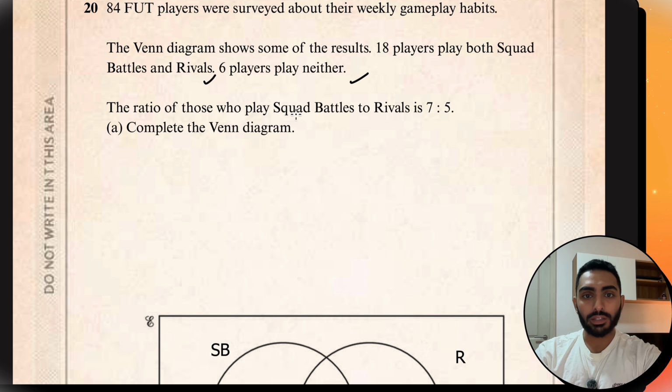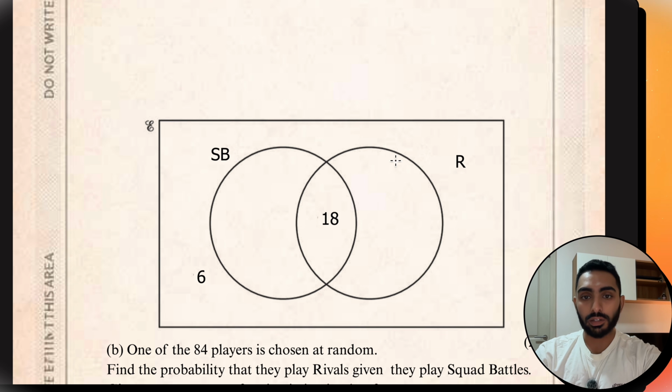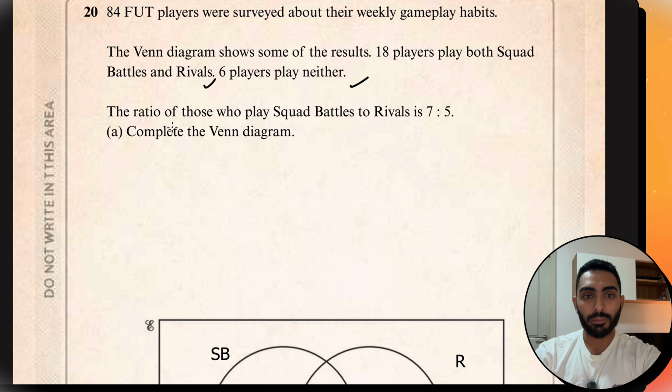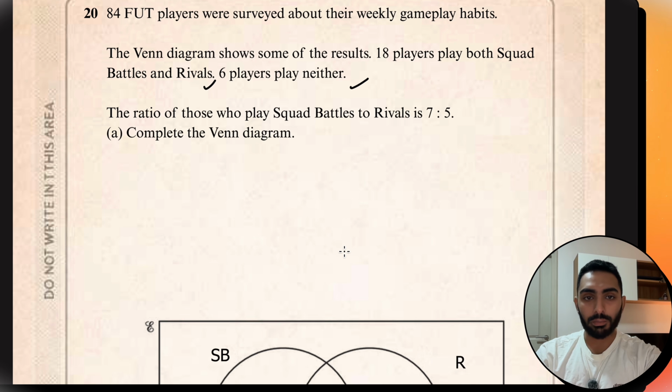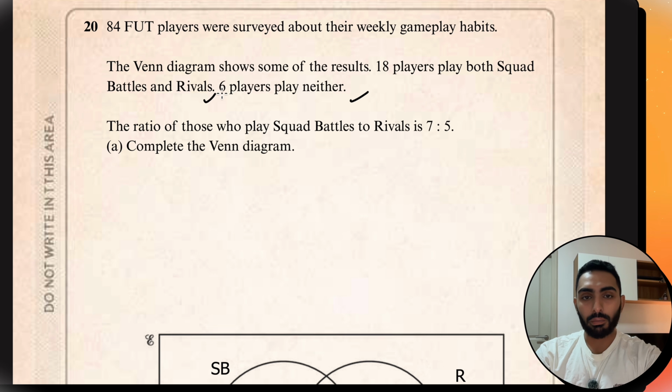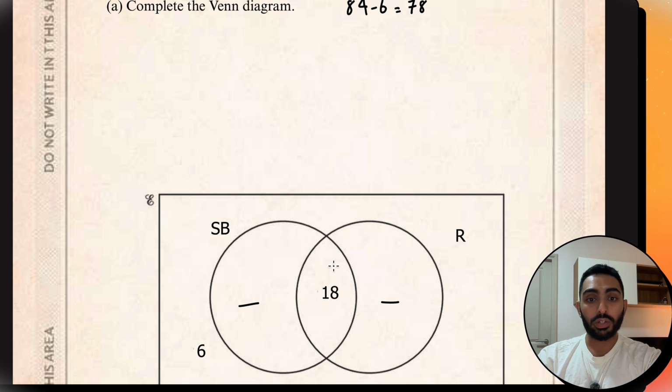The ratio of those who played squad battles to rivals is 7:5. That means the ratio of this whole circle and this whole circle will be 7:5. Complete the Venn diagram. We need to first find out what numbers go here. We've got the rest of the numbers. We're going to take away 84 minus the 6, the people on the outside, which is 78. I'm not going to take away the 18.